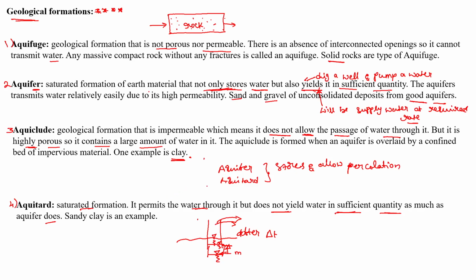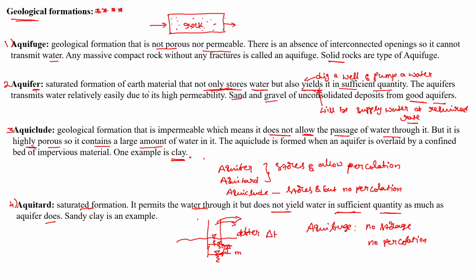Okay, so you remember in this way. Aquiclude, example is clay. It stores, but no percolation. And the last one, aquifuge. So you remember fuge means nothing: no storage, no percolation. Okay, so I hope these are clear.